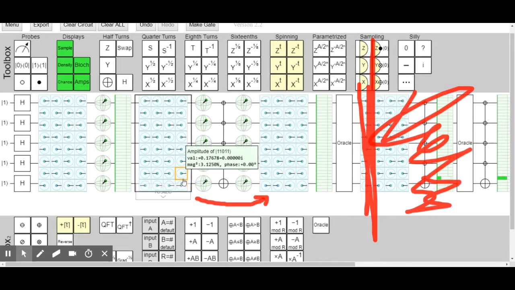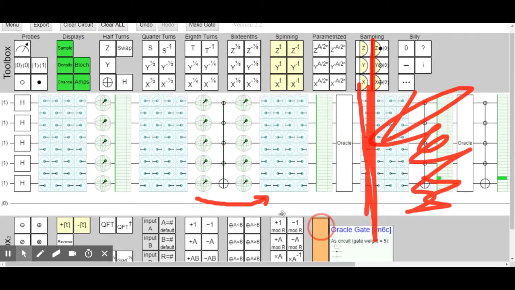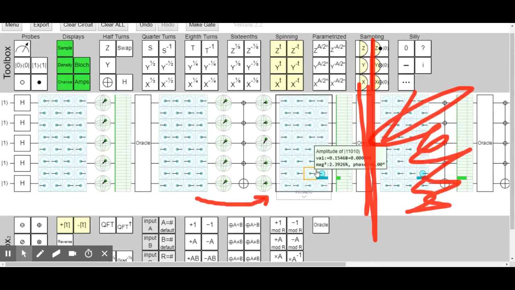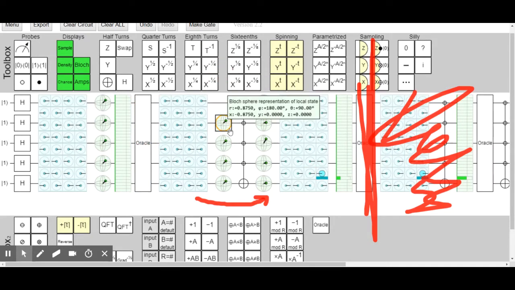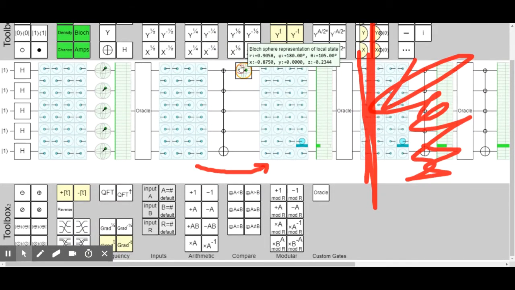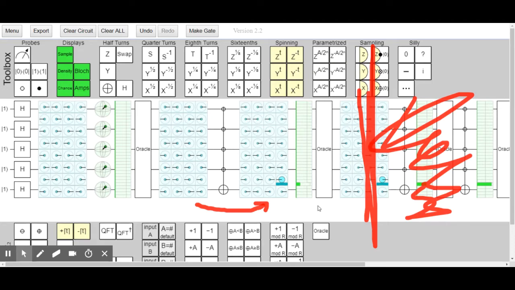It just flipped, of course. It flips all the phases because that's the expected behavior. But as soon as we add the oracle here, I gotta get rid of this. It's just distracting me. Yeah, basically that's kind of what's happening.